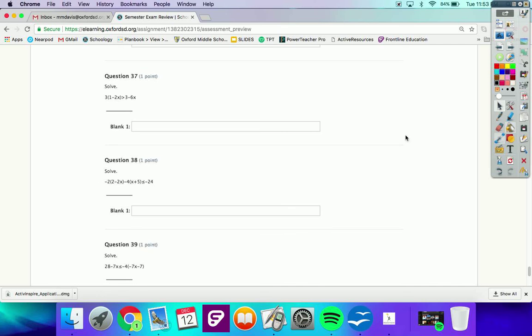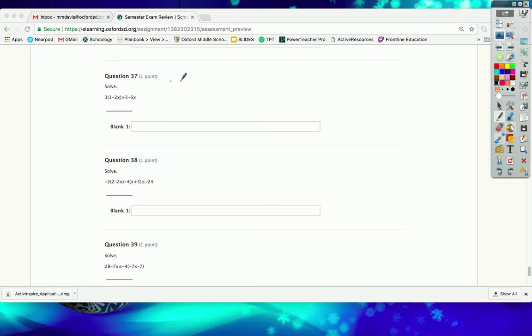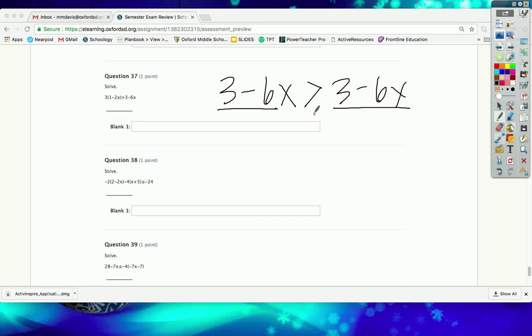Number 37. Distribute, and I got 3 minus 6x is greater than 3 minus 6x. So the same thing's greater than itself. That's false. If it had said equal to, it would have been true, but this is a false statement, therefore it is no solution.